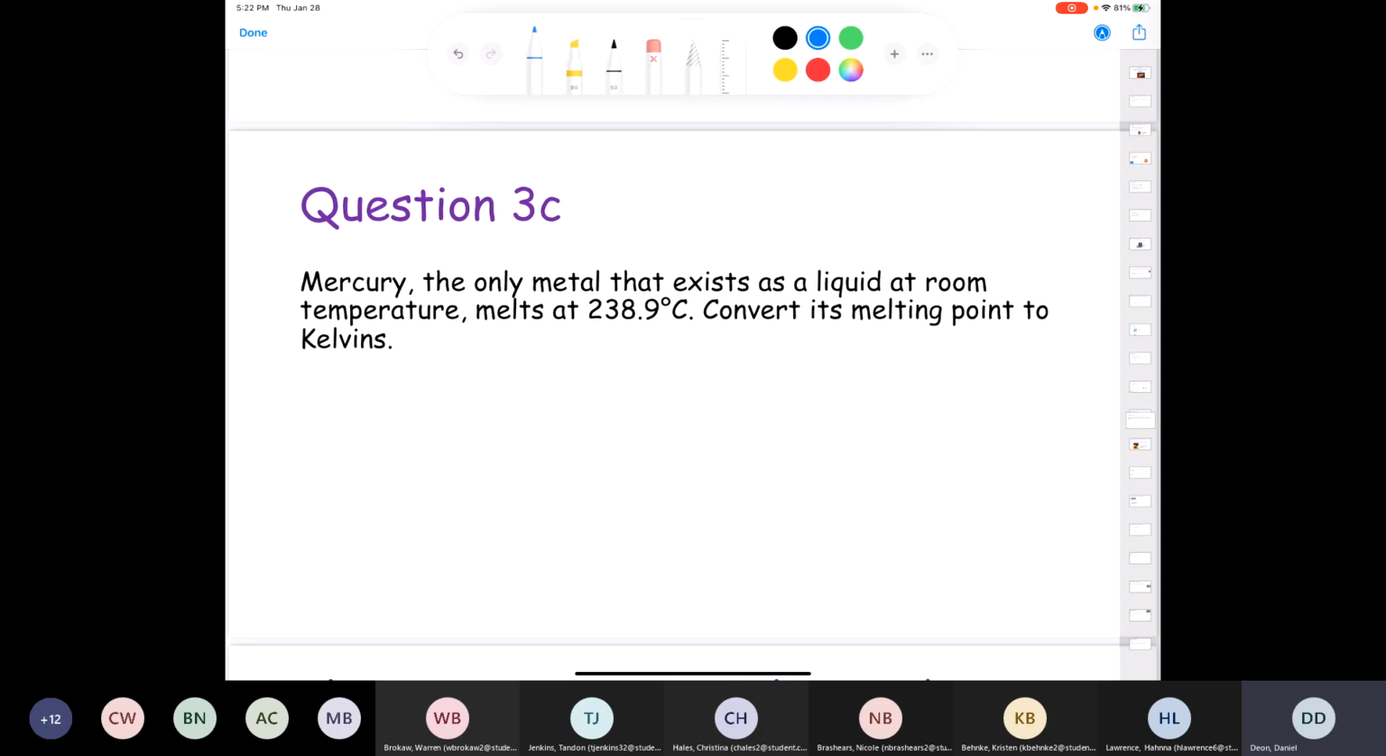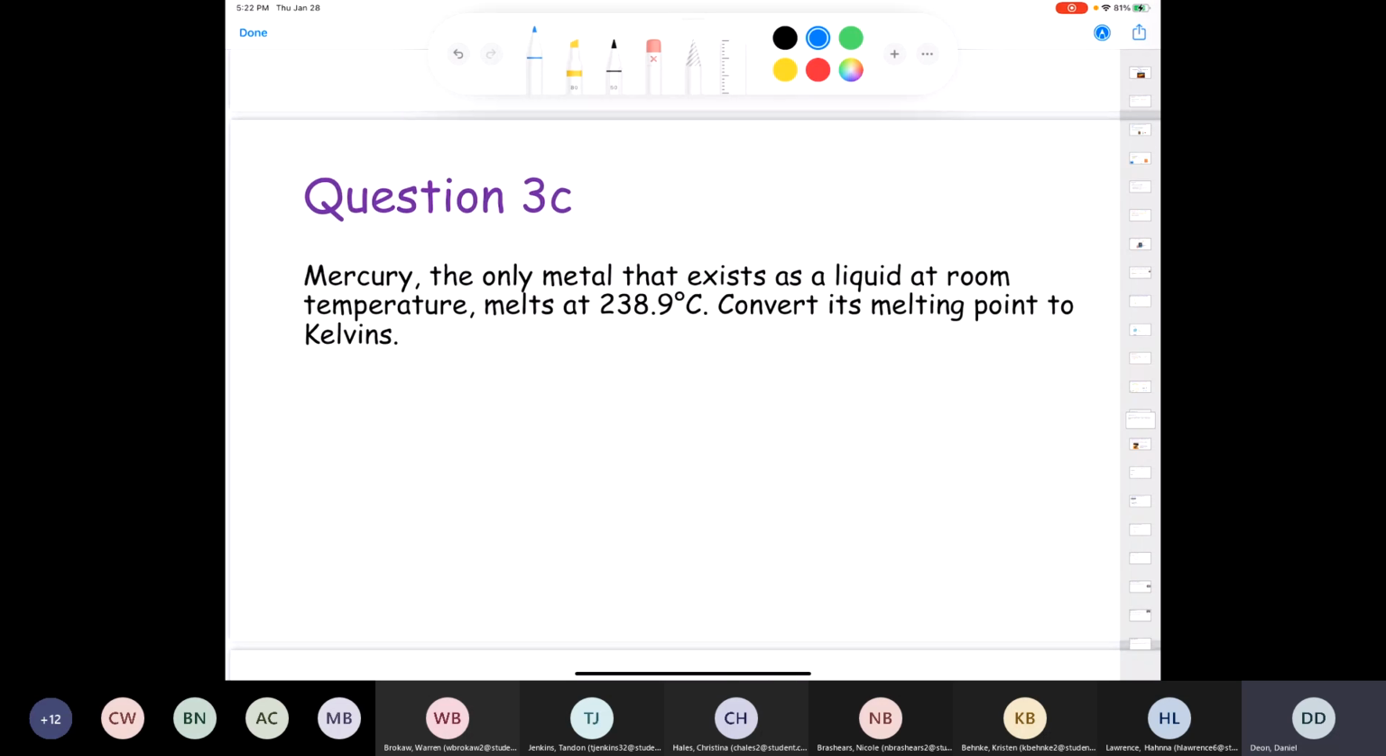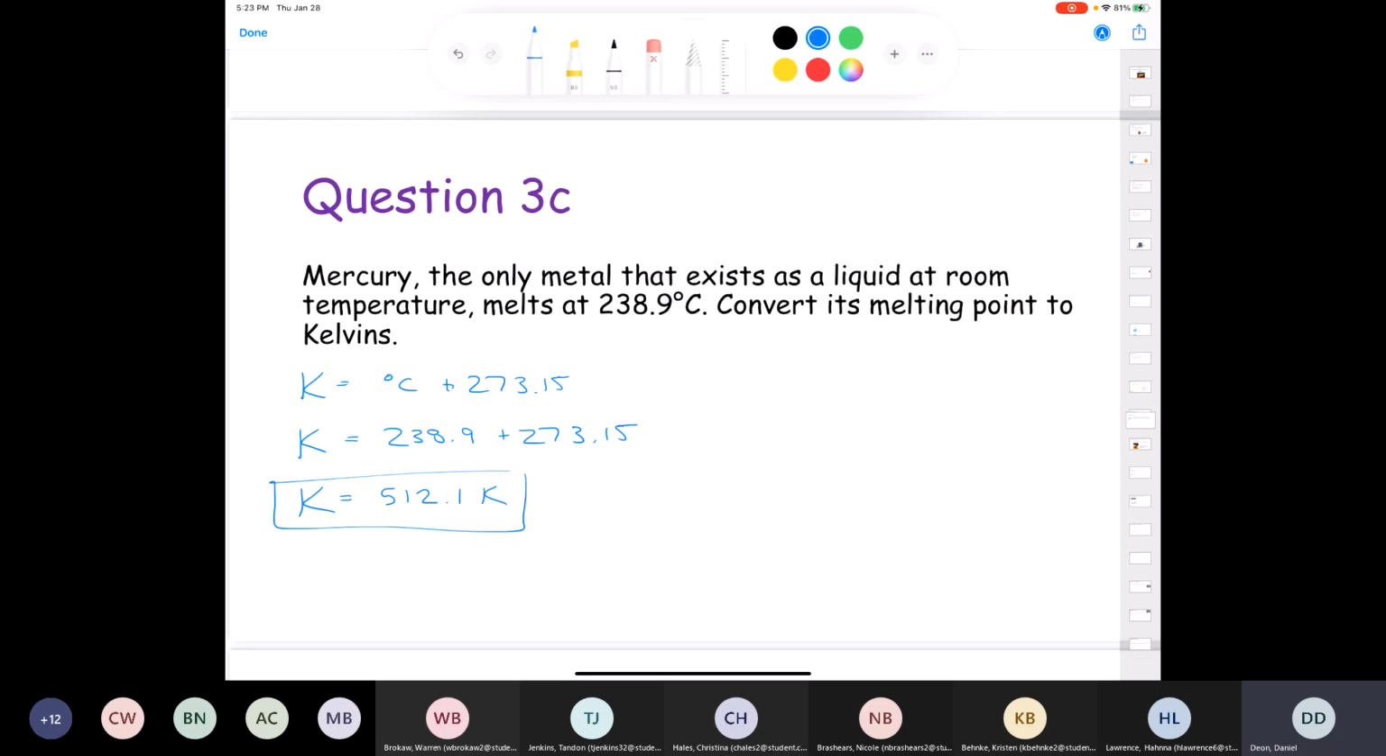Okay, let's see here. So we know that the temperature in Kelvin is equal to the temperature in degrees Celsius plus 273.15. Most of the time in our class, you can just round that off to 273. But if you want to add the 273.15, there's certainly no problem with that. So we get 238.9 plus 273.15, and we get that our temperature in Kelvin is equal to 512.1 Kelvin. And there we go. That's all there is to it.